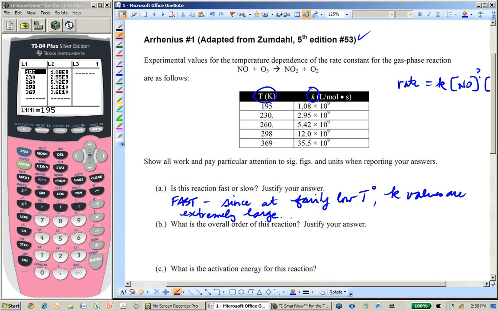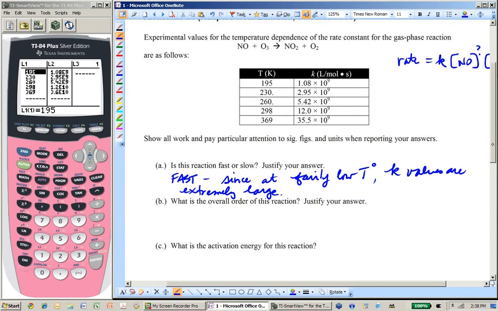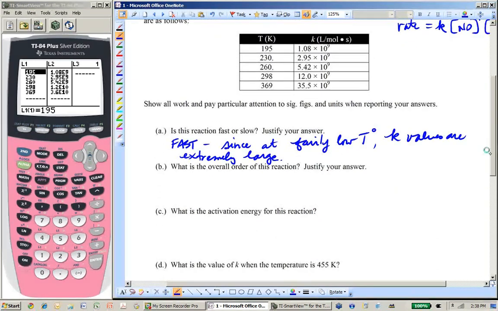And then, from looking at just the data in the table, what is the overall order of this reaction? And justify your answer. I'll give you a couple minutes to think about it. You may even want to pause me. Think, think, think. Temperature doesn't help me with that. Would K help me with that? What about K would help me with that? Those pesky units on K. Let's contemplate the pesky units on K for just a moment. Liter over mole per second: molarity in the bottom, and seconds in the bottom.